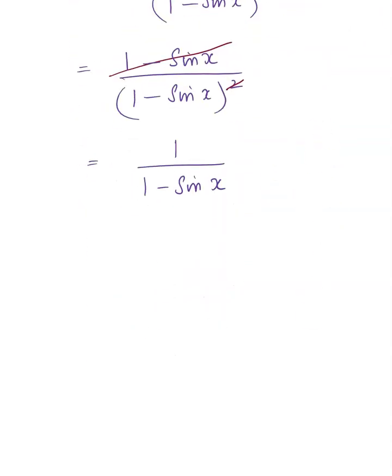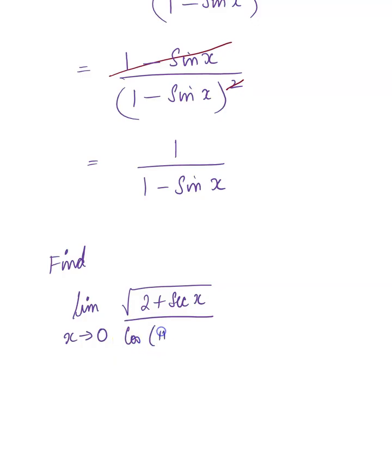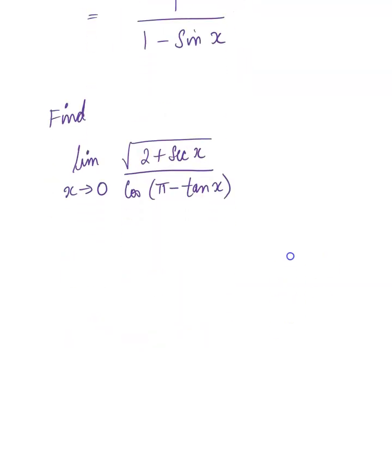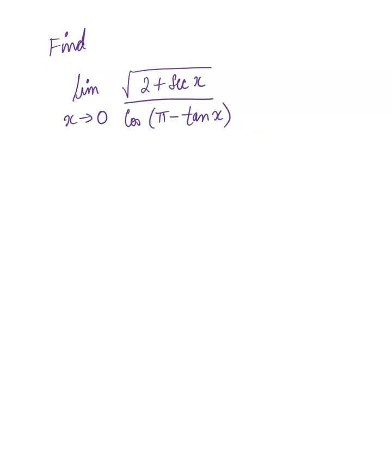Now, what happens if you're asked to find the limit, say, limit of x approaching 0 for square root of 2 plus secant x all over cosine of pi minus tan x, something as complicated looking as this. Now we know that differentiability implies continuity, right? Let's just quickly write that information here.